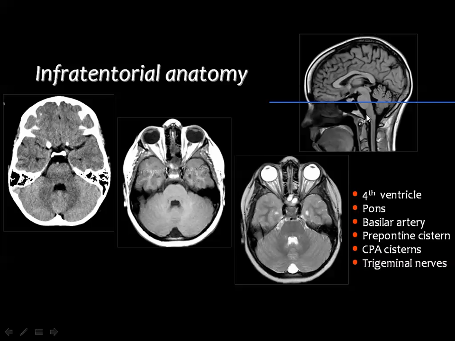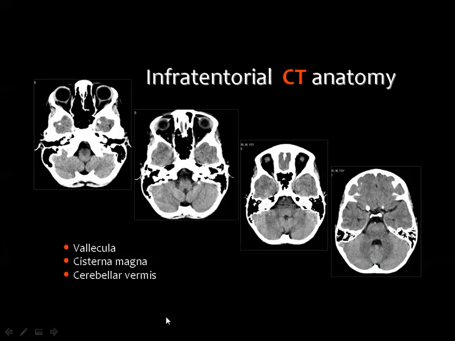The middle one, which is the biggest one, connects the pons to the cerebellum, and the smaller one, the superior, connects the midbrain to the cerebellum. Then if you look here, this is the connection between the pons and the cerebellum, and this is the middle cerebellar peduncle. Then if you go down, this is the fourth ventricle, which is large.